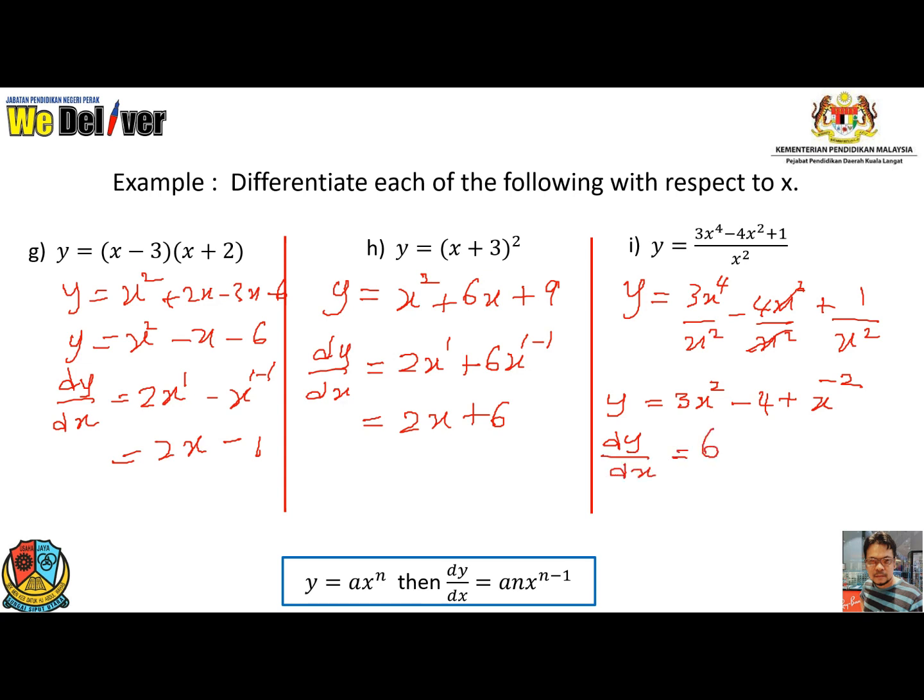And then find dy over dx equals 6, 2 times 3 times x, so 2 minus 1, you get power of 1, minus 4 is 0, so minus 0, when you differentiate 4, you get 0, plus, then negative 2 in front, x to the power of negative 2 minus 1. So you get 6x minus 2x to the power of negative 3, and you can write 6x minus 2 over x cubed.